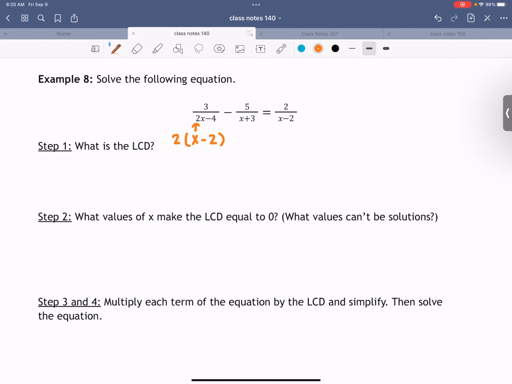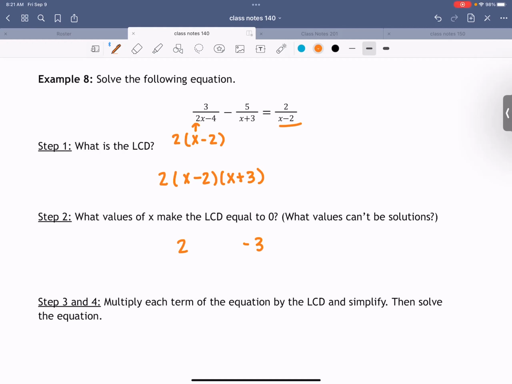Okay, any guesses on what the LCD is? Stephen? Good. We're not double counting the x minus 2, so I'm not going to write that again. Okay, LCD looks pretty good. What values of x make the LCD equal to 0? 2 and -3, perfect. If you want to go through that more systematically, go ahead.